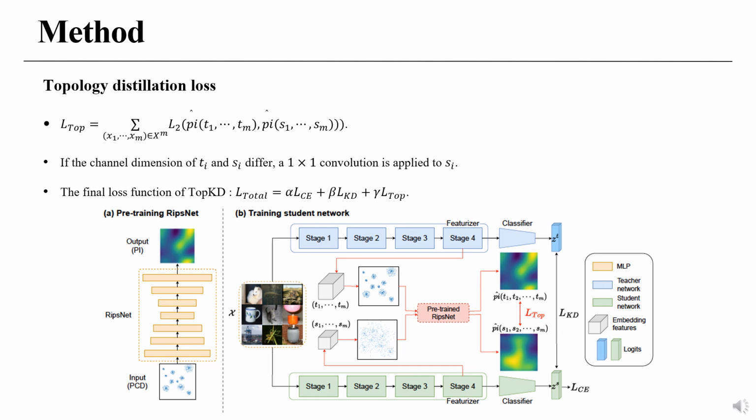The L2 norm was chosen because persistence images are elements of Rn, and the most natural metric in this context is the Euclidean distance. If the channel dimensions differ, a 1-by-1 convolution is applied to the student embedding features. The logits represent high-level task-relevant knowledge. Therefore, to use them further, we define the final loss function for top KD by combining the vanilla KD loss with the topology distillation loss.